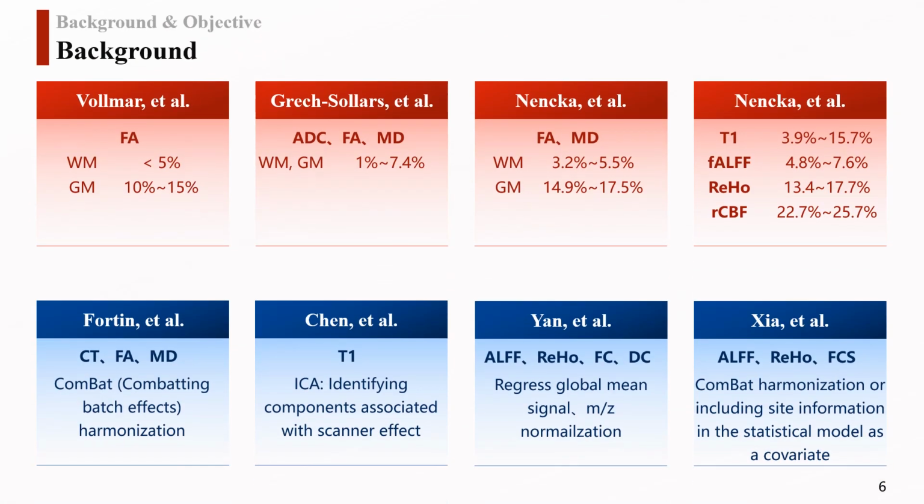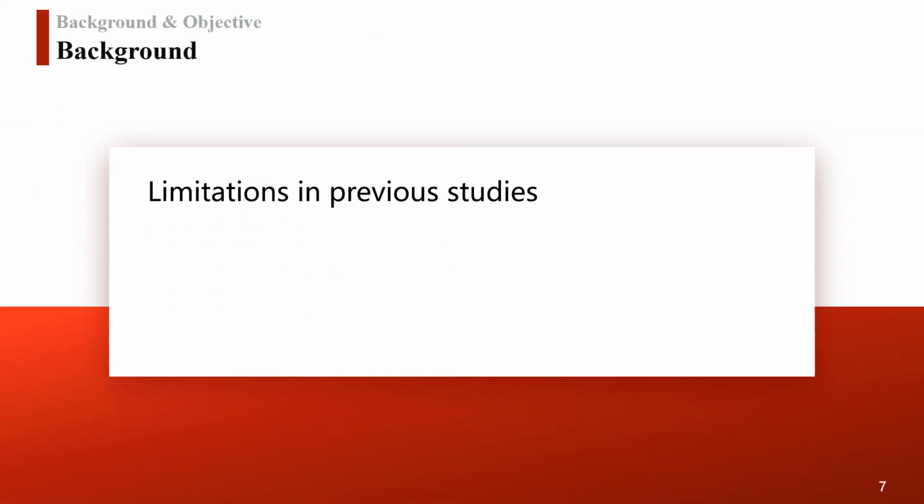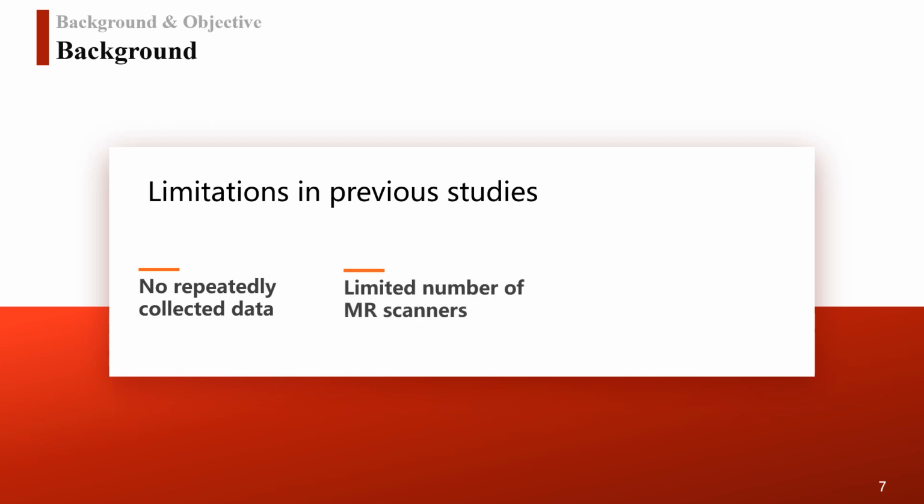Previous studies have reported the interscanner heterogeneity of multimodal brain metrics, and some have attempted to correct it with various methods. But these studies have some limitations. Firstly, some studies have no repeatedly collected data, therefore the assessment of interscanner heterogeneity may include individual variability. Additionally, the number of MR scanners involved in these studies is usually limited, and most of the studies are based on single modality data, so they cannot comprehensively characterize the interscanner heterogeneity of multiple modalities.